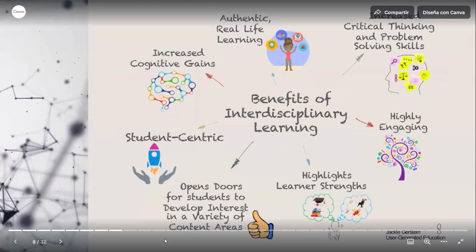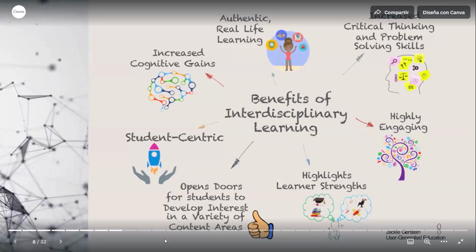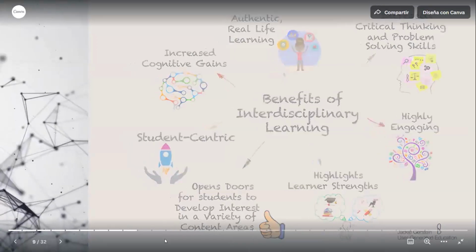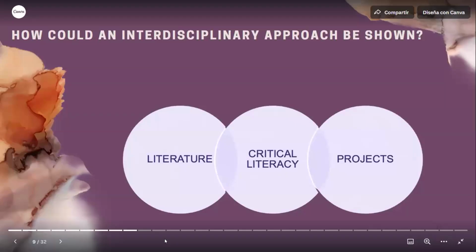So, how can interdisciplinarity be shown? That would be like the second question, right? Okay, well, this is something that I have been doing and researching on, but there might be many other ways, right? In my opinion, the most popular are by means of literature, by means of critical literacy, and also, right, by working out projects. But there might be many other ways of working with interdisciplinarity.